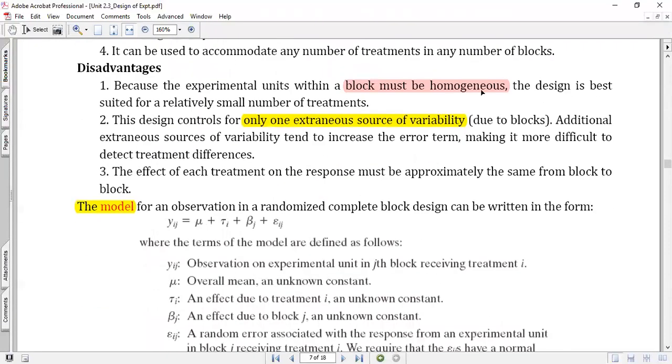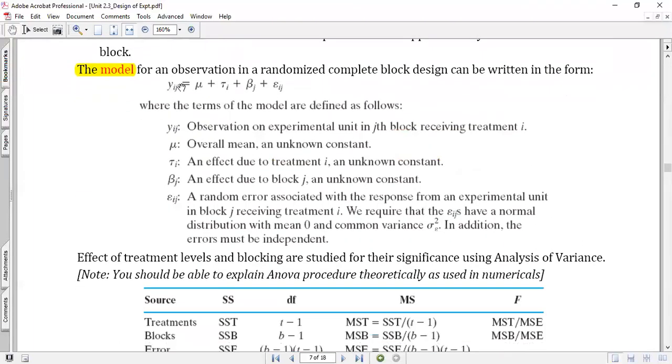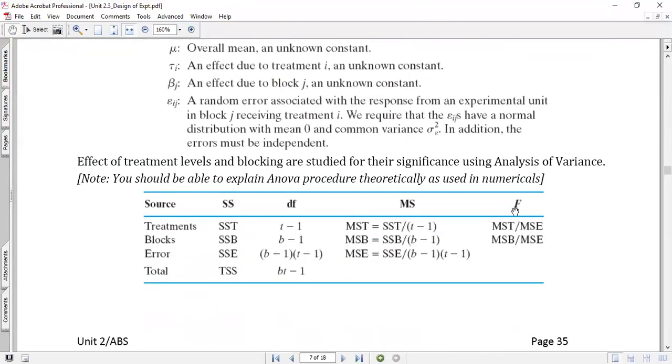So the most important thing is the block should be homogeneous. We write the model equation and perform the ANOVA. So there are two ANOVAs, two-way ANOVA.